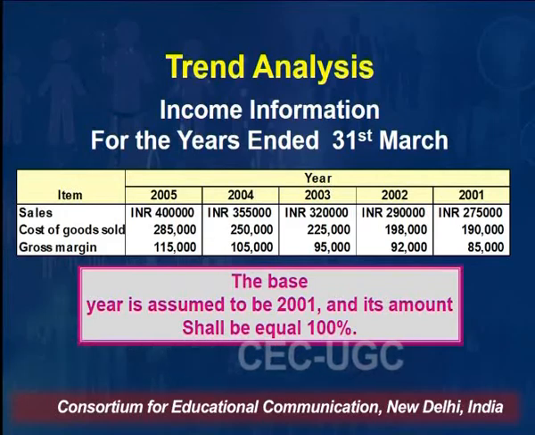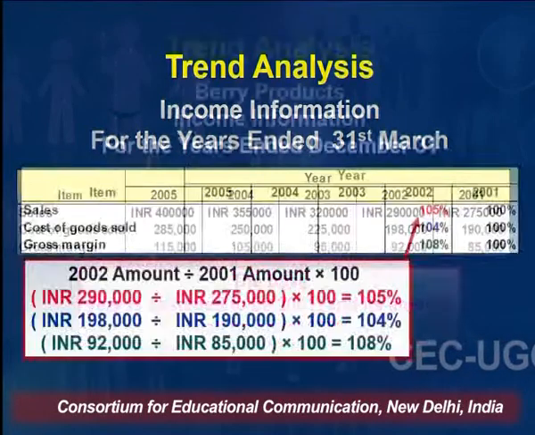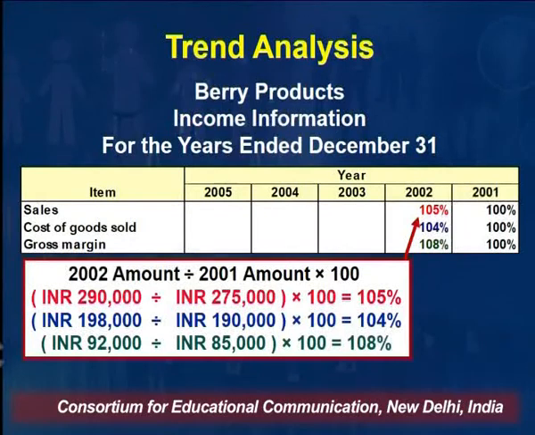So the current year value is 2,90,000, that is here, and it is supposed to be divided by the base year value, that is 2,75,000, multiplied by 100, and it is giving me the percentage called 105%. So I am getting the value of 105. I shall write here, in 2002, in the column of sales, I shall write 105.